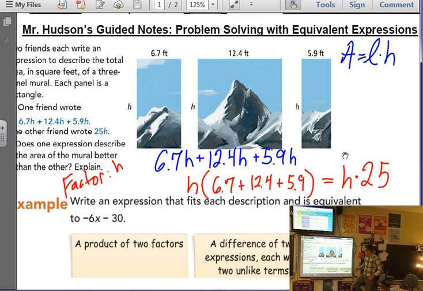Yeah, they're both right. Since this comes out to be H times 25, that's the same as saying that the area is just 25H. So once we know how tall they are, then we can solve for the area. Any questions?